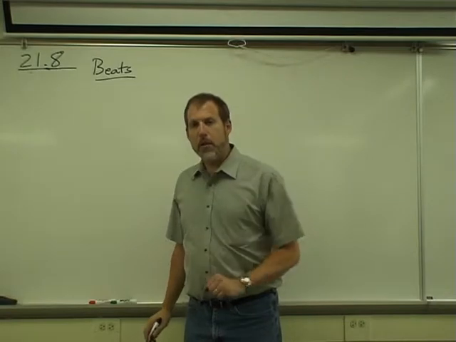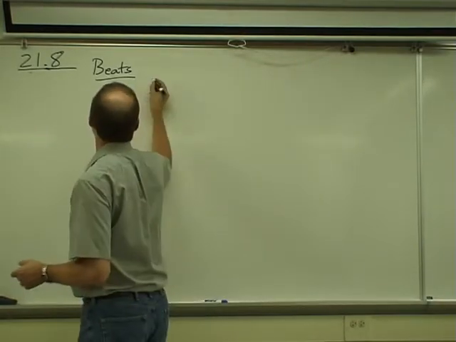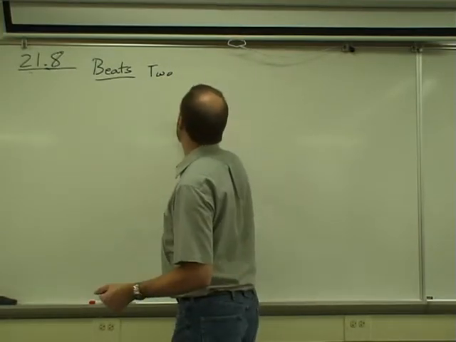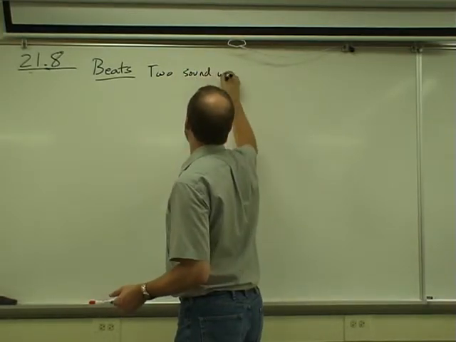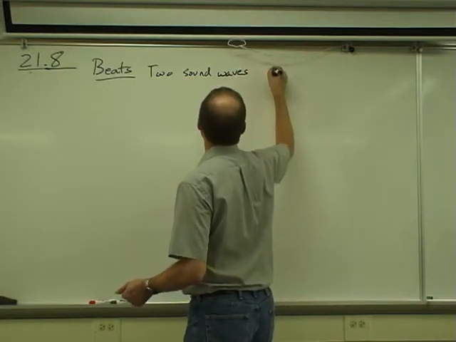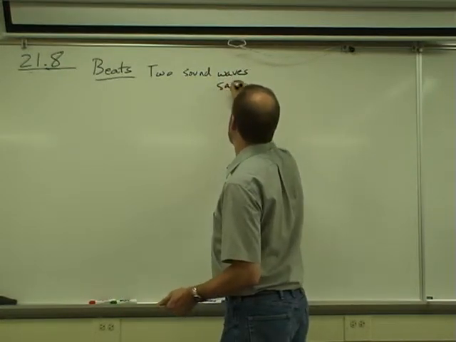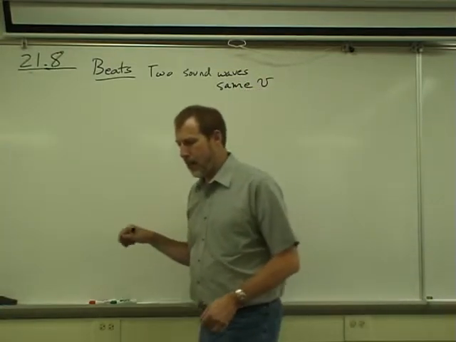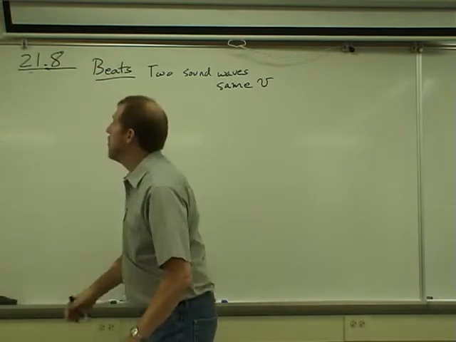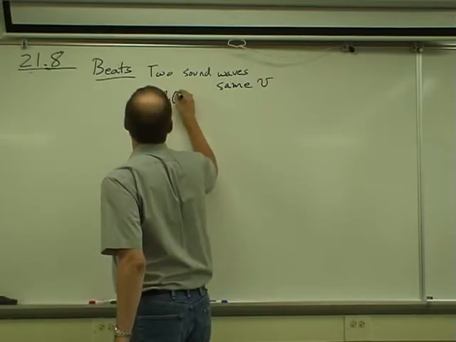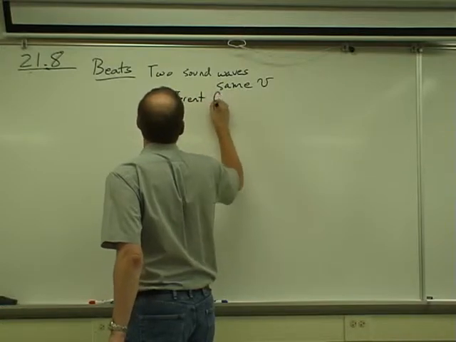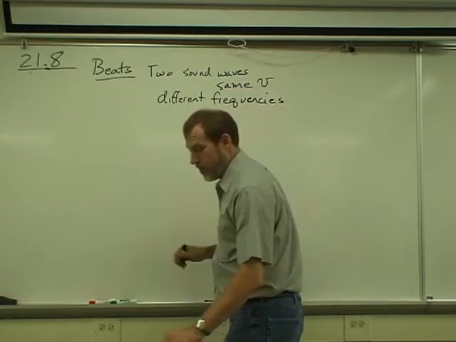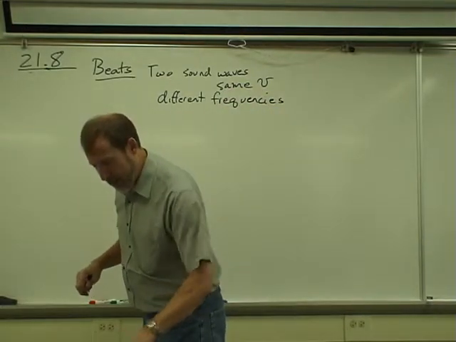Okay, when working with beats, for the examples we're looking at here, let's say we've got two sound waves. Now they're both sound, so they've got the same speed. But they could have different frequencies. Now, what effect is that going to have?